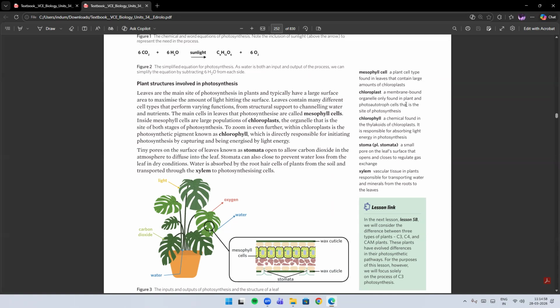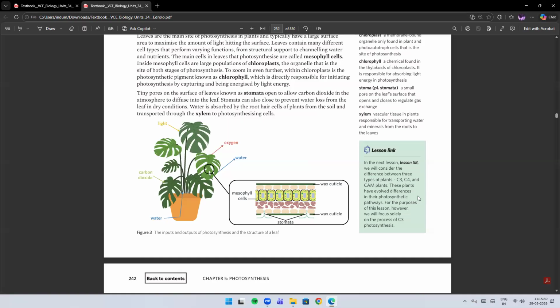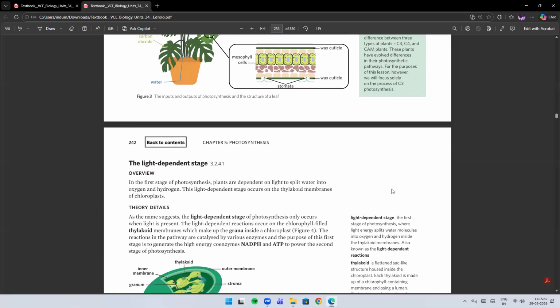Chloroplast, a membrane-bound organelle only found in plant and photoautotroph cells, that is the site of photosynthesis. Chlorophyll, a chemical found in the thylakoid of chloroplast. It is responsible for absorbing light energy in photosynthesis. Stoma, plural stomata, a small pore on the leaf's surface that opens and closes to regulate gas exchange. Xylem, vascular tissue in plants responsible for transporting water and minerals from the roots to the leaves.